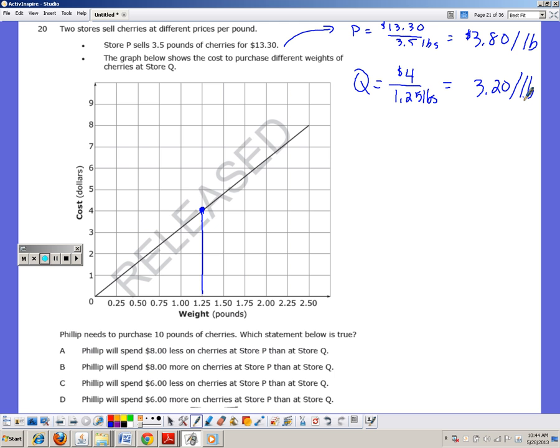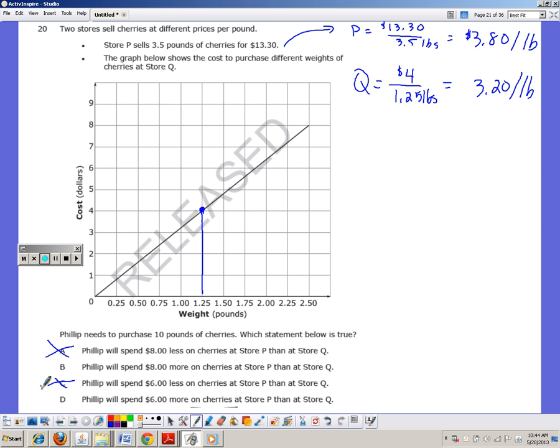Okay? So let's look at the answer choices. A. Philip will spend $8 less on cherries at store P than at store Q. B. Philip will spend $8 more at store P than at Q. C. Philip will spend $6 less on cherries at store P than at store Q. D. Philip will spend $6 more on cherries at store P than at store Q. When we look up here, P costs more than Q, so we can eliminate all the ones that say P is less than Q. So that would be A and C.